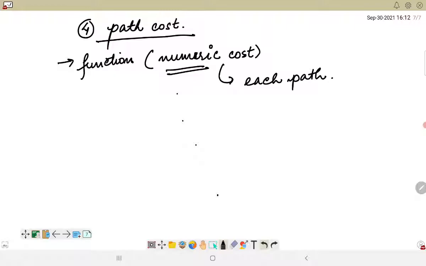This numeric cost associated with a path, that particular concept or process, we call associating a path cost to that particular step. If we consider the agent moving from Arad, let's say through Sibiu, and finally reaching Bucharest.